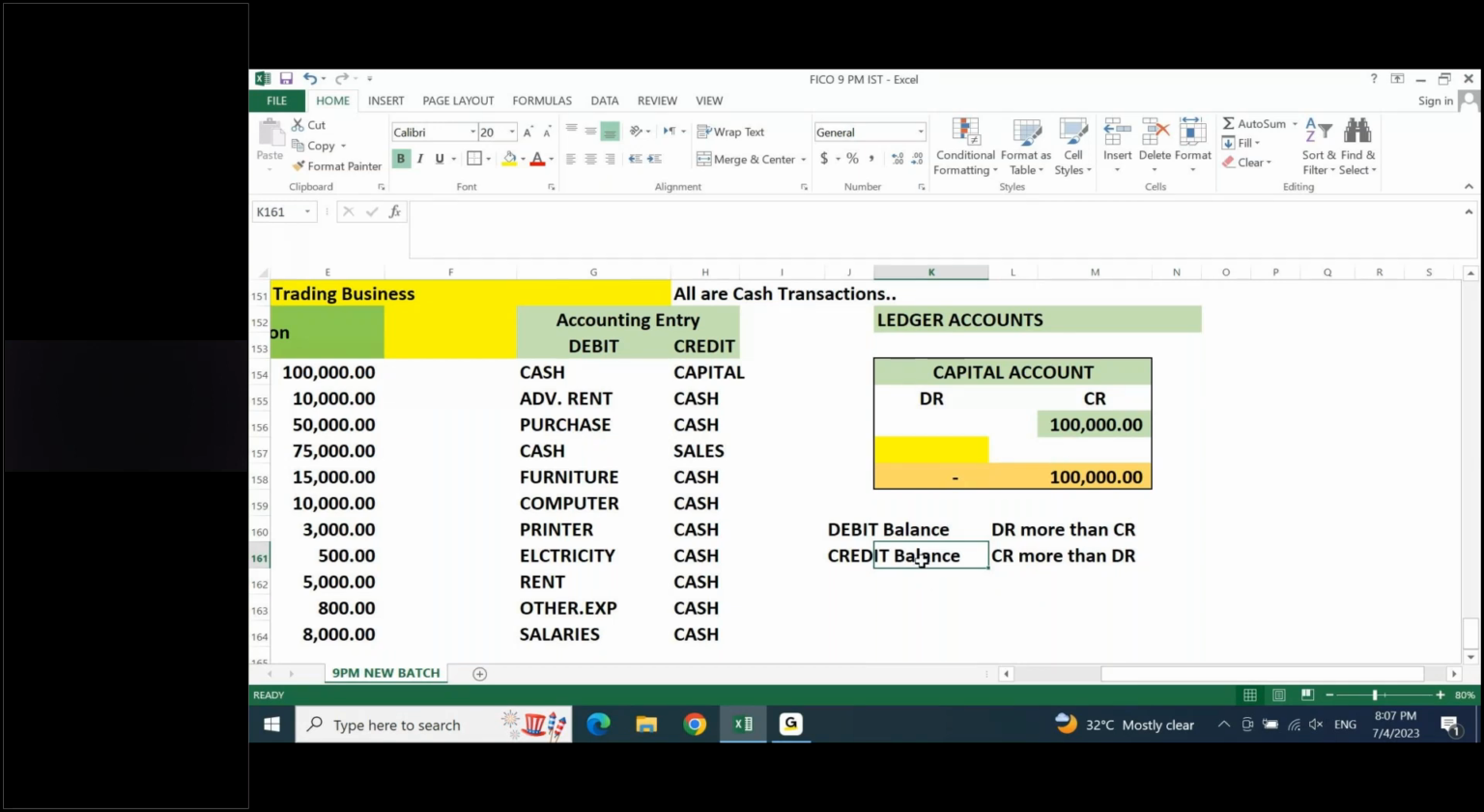Credit balance will always reflect on the debit side. 1 lakh, I have to put this here. Debit balance will always reflect on the credit side. A little tricky, but you need to remember, you need to understand. Otherwise, it's very easy to get into a confusion state in this area.